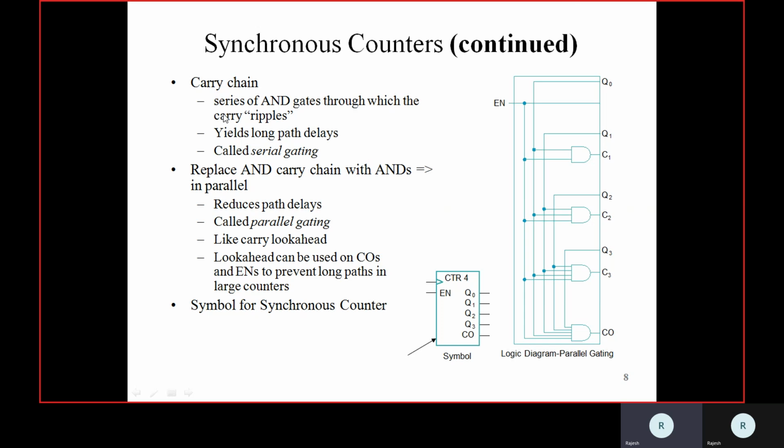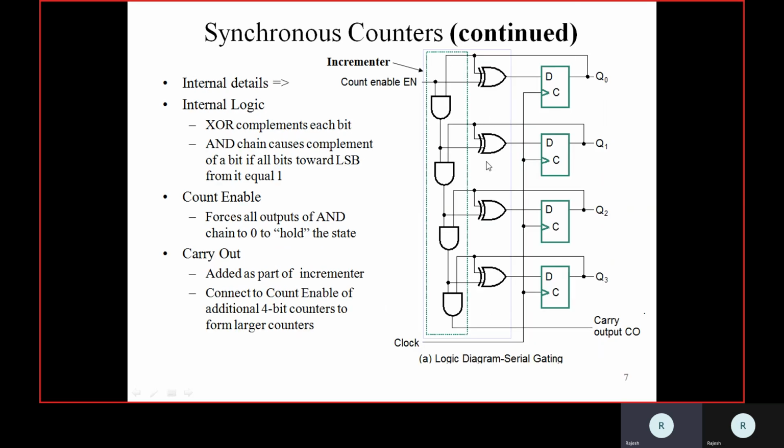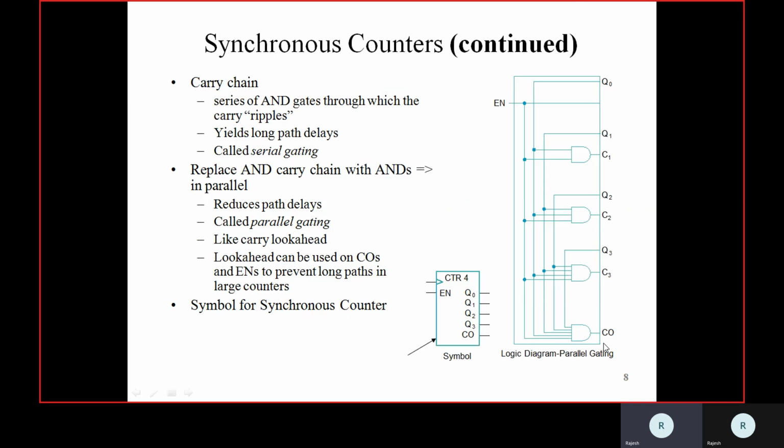So this method of designing the AND gates to generate Cout is called series gating. Whereas this method of designing each stage's corresponding Q value and C1 is called parallel gating. It is like a carry look ahead adder, and it reduces path delays. And this symbol is for a synchronous counter.